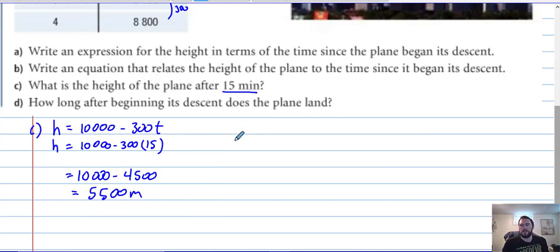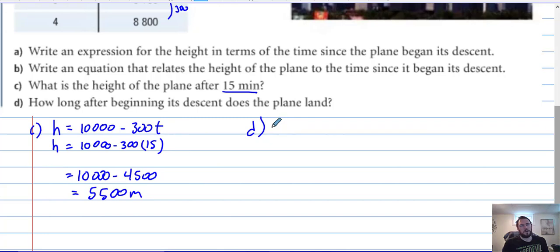And that's kind of the point of them, is now that I have this equation that's describing this relationship of height of my plane and time, I can use it to make predictions about what the plane will do going forward. Question D is asking me to work my way backwards. How long after the beginning of descent does the plane land?